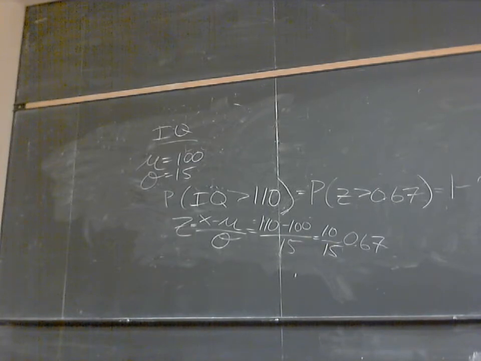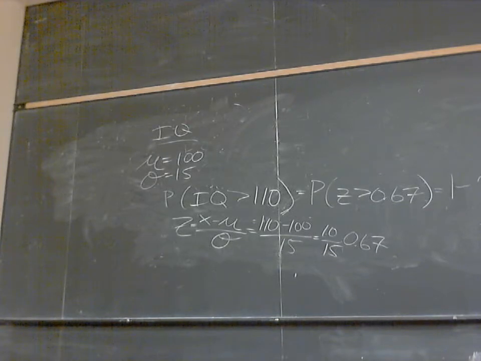I have 1 minus, so what is the probability that z is less than 0.67? Prove to me you know how to read this table. You may not have the table, so let me just blurt it in. 0.7486. It's a good time to say that on the exam, the table will be stapled to the exam. You don't need to bring your own.